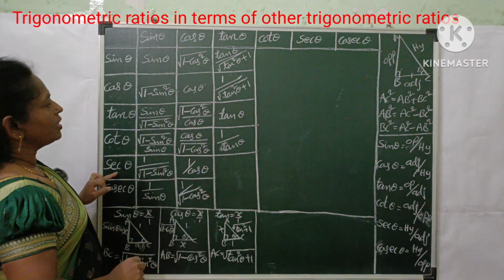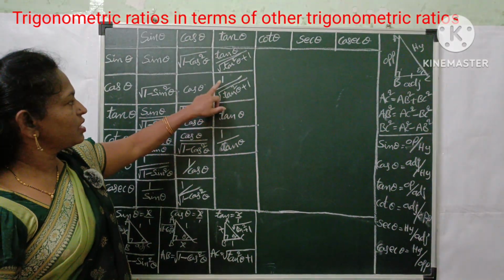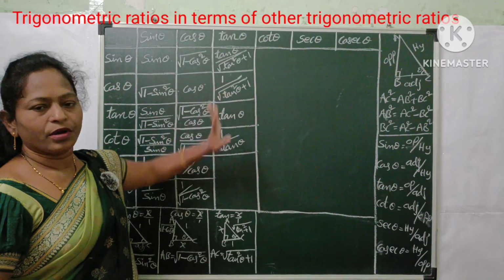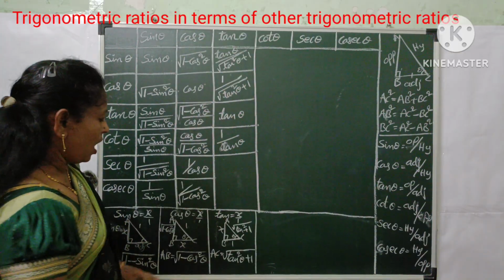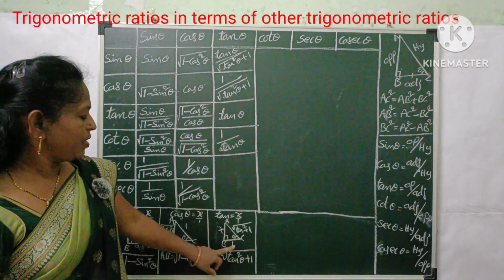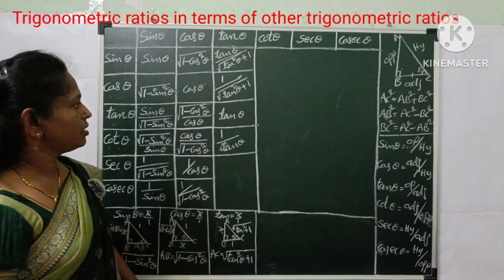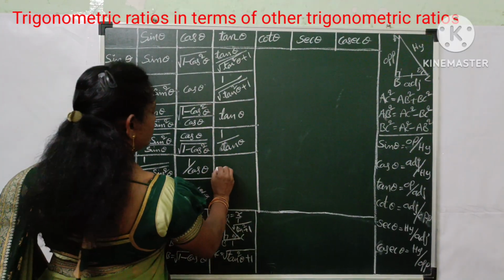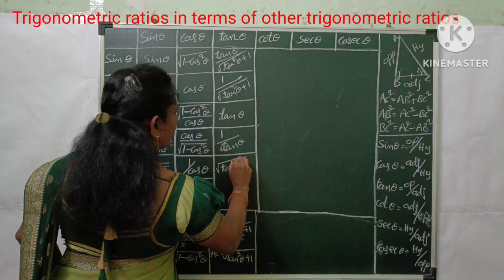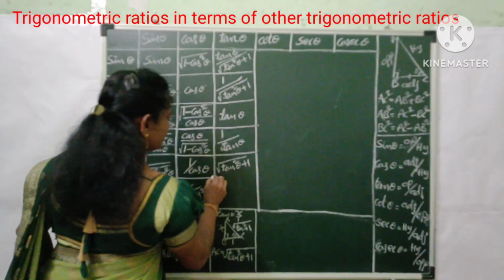Next, secant theta. Secant theta is a reciprocal of cos. Reciprocal of cos: 1 by square root of tan square theta plus 1, square root of tan square theta plus 1 only. And also check it here. Secant theta means hypotenuse by adjacent. Hypotenuse is square root of tan square theta plus 1. Yes or no? Same. Okay, next one.